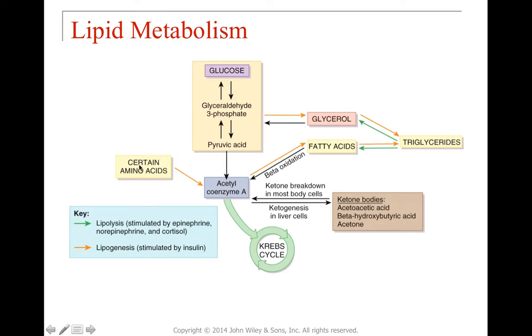So for example, certain amino acids can be used to end up with lipogenesis, the creation of fats, and that's all stimulated by insulin. Or we can break fats down, lipolysis, and again, that's stimulated by epinephrine, norepinephrine, all of those fight or flight response molecules, also cortisol, so some stress hormones. All of that can help us break down the triglycerides into the fatty acids and the glycerol.